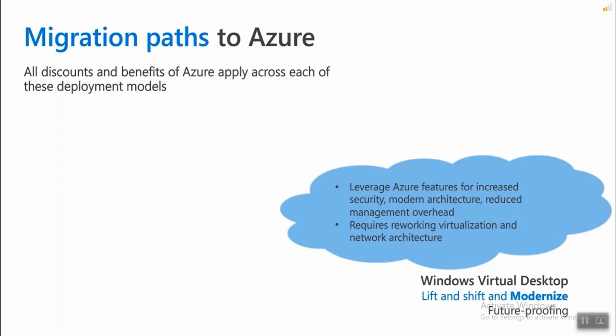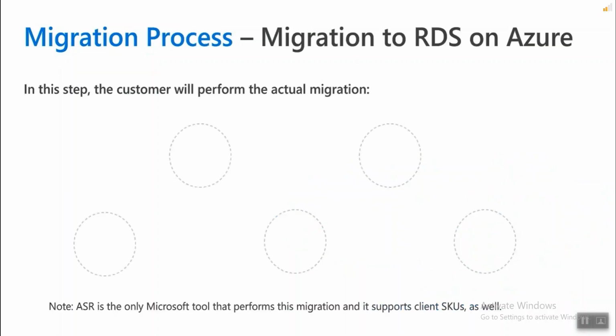So these are the three different paths that one can take into Azure. Let's take a look at the high-level steps that are part of migrating Remote Desktop Services to Azure. The very first thing a customer would do is set up a virtual network on Azure. And then if they want any connectivity with their on-prem data center, they can either use site-to-site VPN or ExpressRoute to connect the on-prem data center to the Azure Virtual Network.